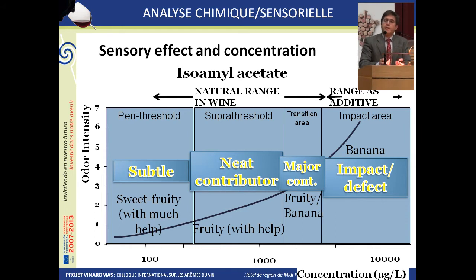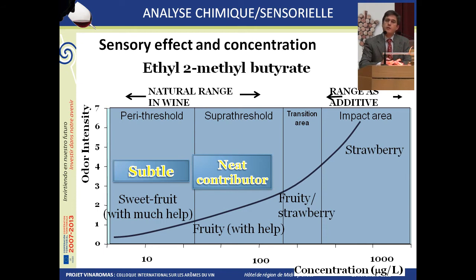On the contrary, here there is a second molecule, strawberry smelling. We can do exactly the same considerations. And what happens here is you see that the natural range of this compound in wine is very, very far from the area in which this compound can really act as an impact compound. So that means that in wine, this compound by itself can only be a subtle or minor aroma compound, or perhaps a neat contributor in some wines.